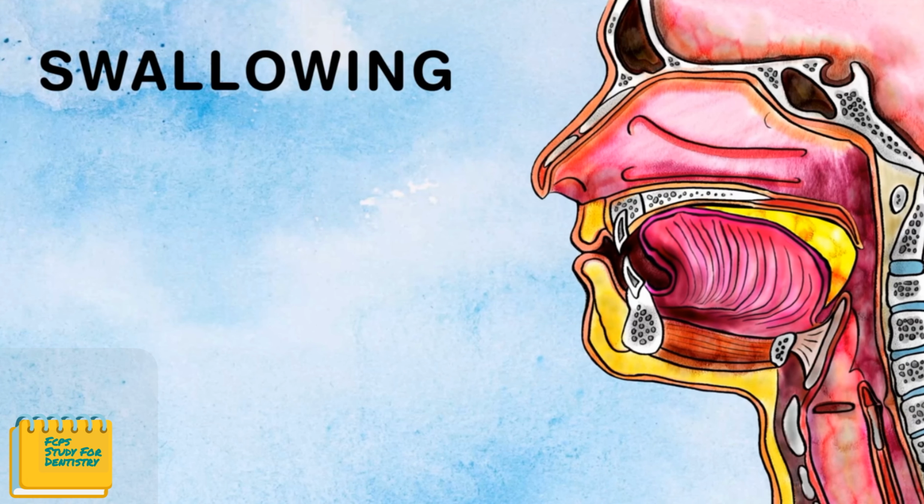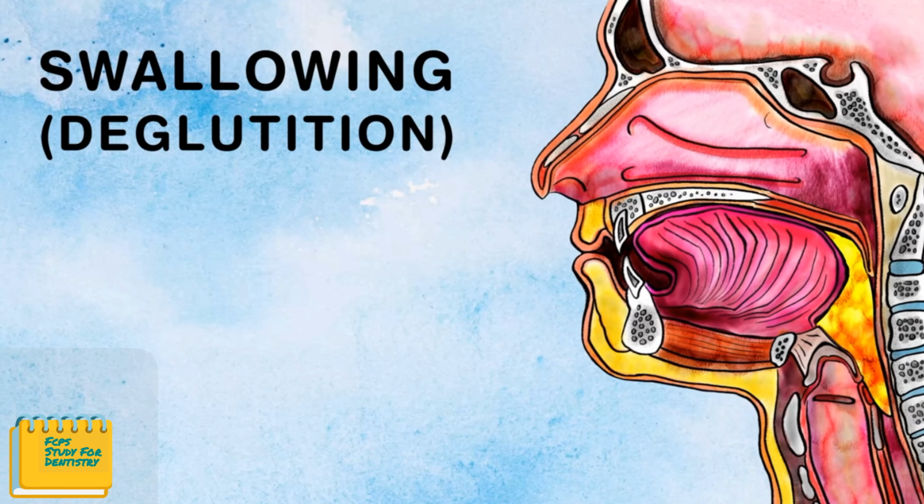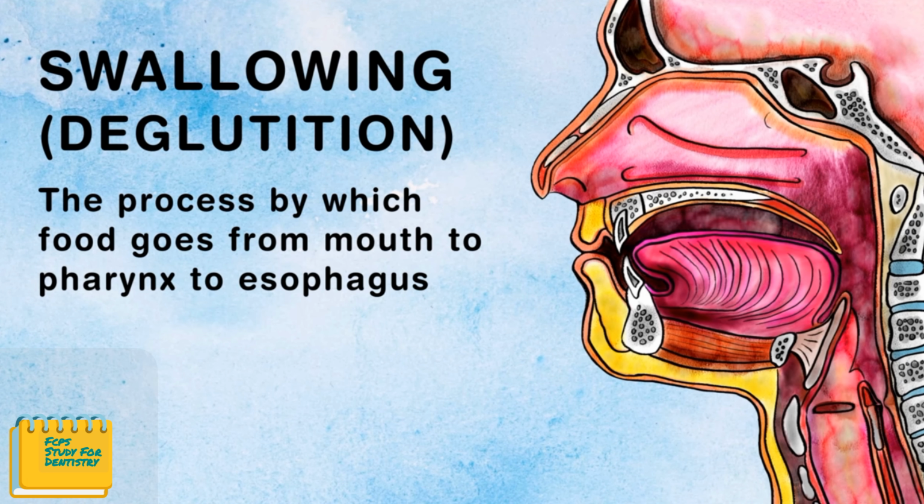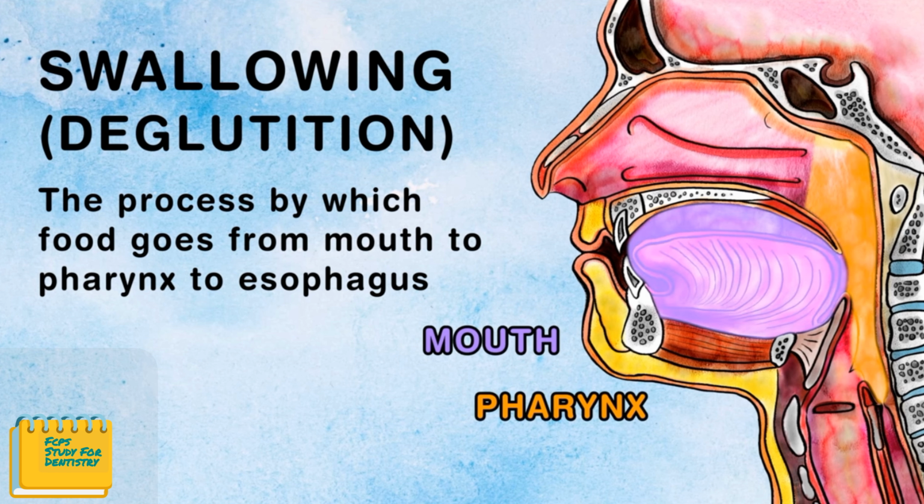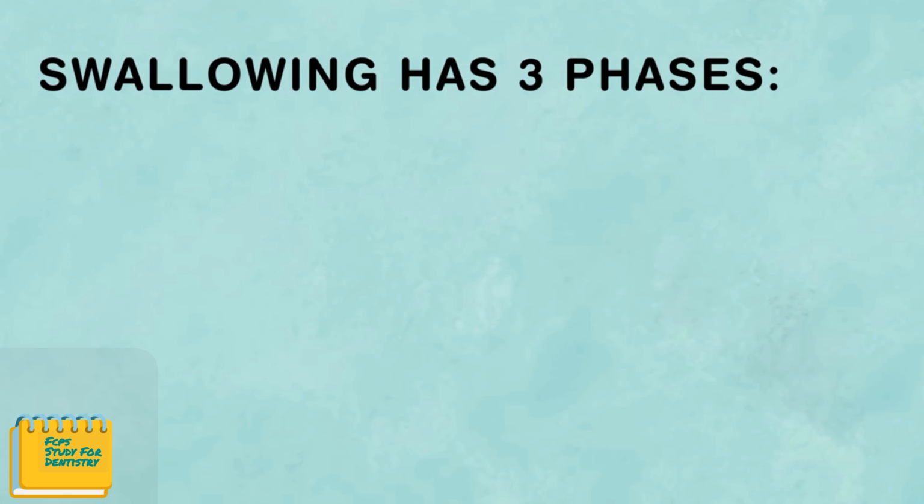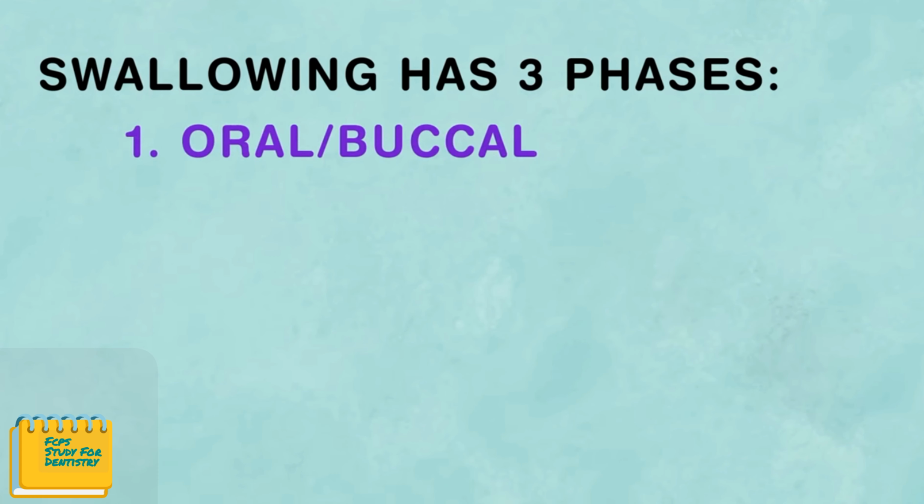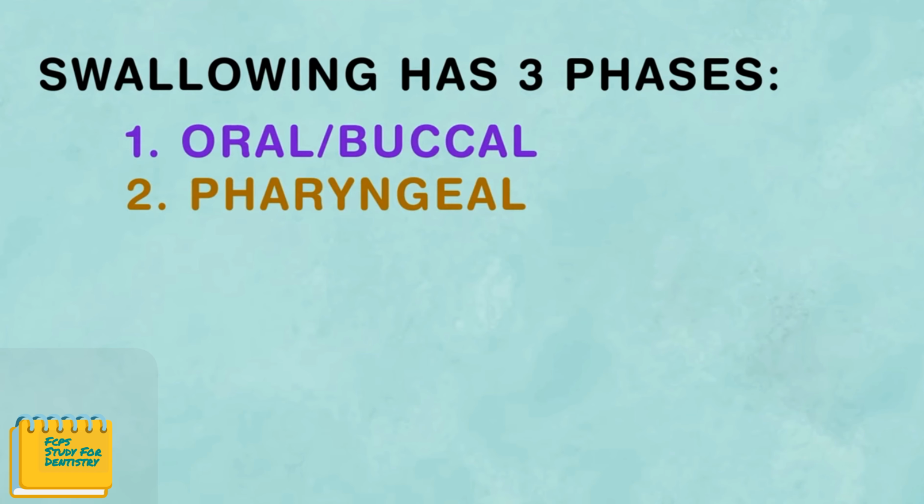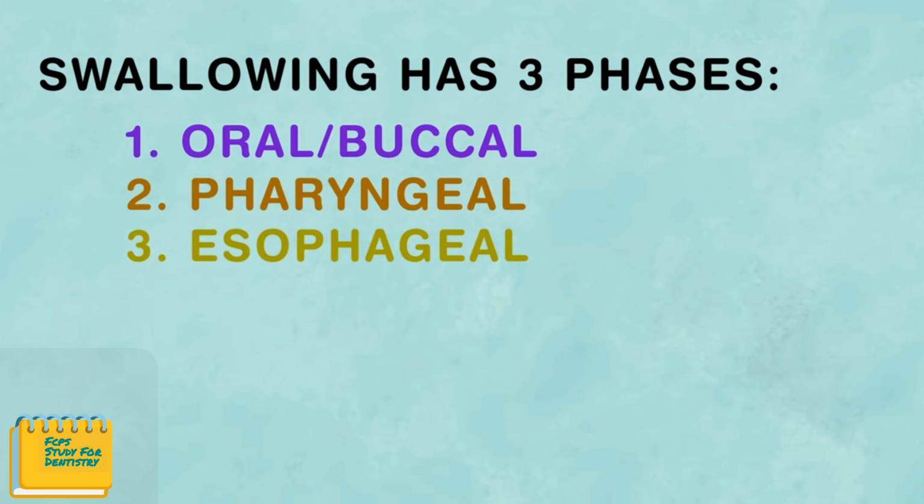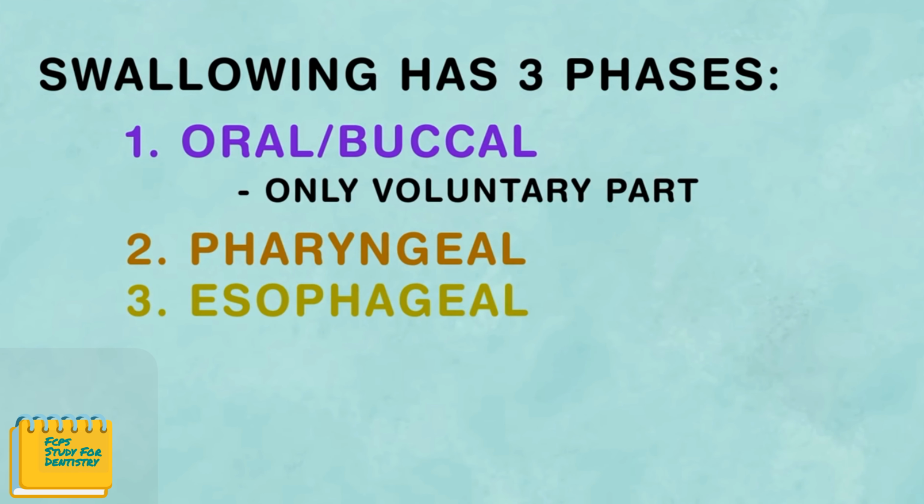Swallowing, also known as deglutition, is the name for the process by which food goes from mouth, pharynx to esophagus. Swallowing has three phases: the oral or buccal phase, the pharyngeal phase, and the esophageal phase. The oral phase is the only voluntary part of swallowing.